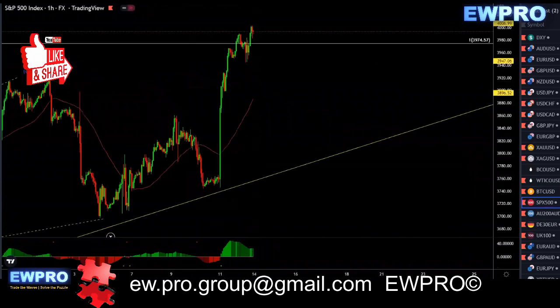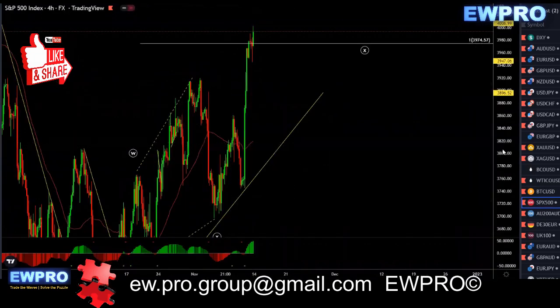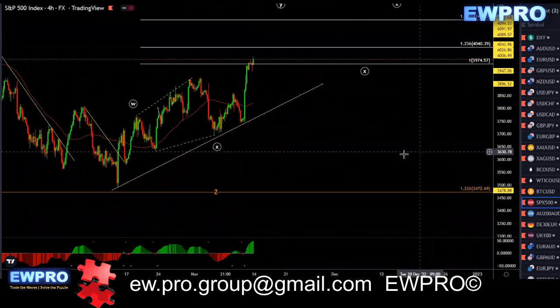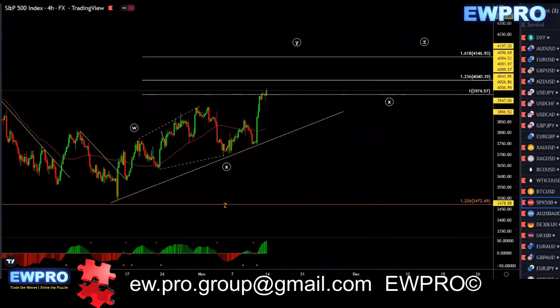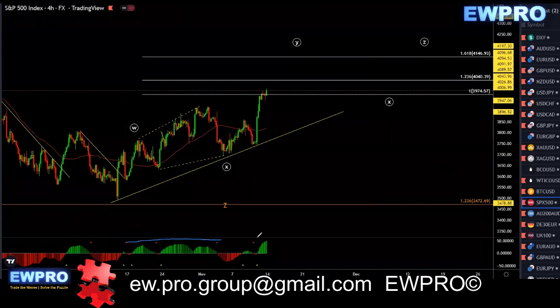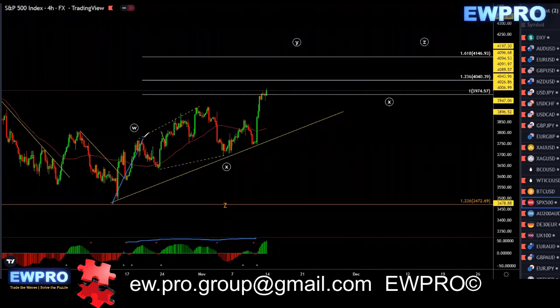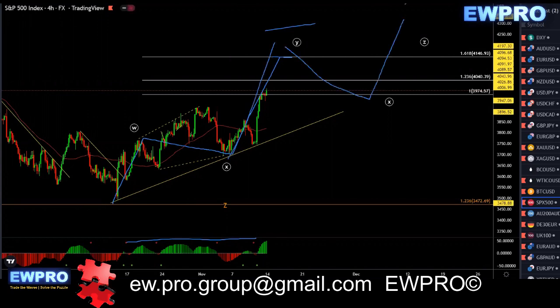Looking at the S&P 500 on the H4, this is pretty much going as planned as well. I was only looking for a C up. It's turned motive. We've lost all that bullish divergence. So we've got a WXY. This can go a lot further up to that 161.8 or maybe even the 200. We don't know where this wave Y will end, but it will end. And then we'll be looking for that X2 and the Z up.